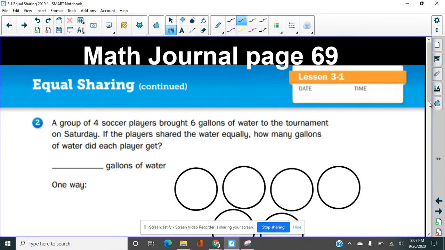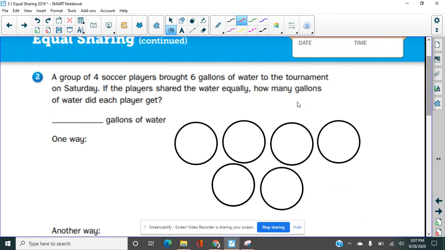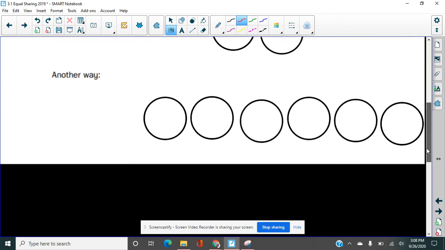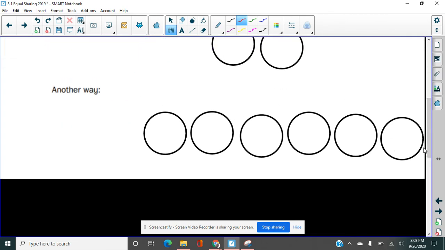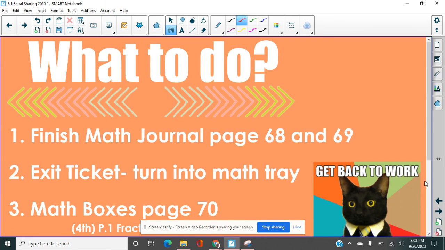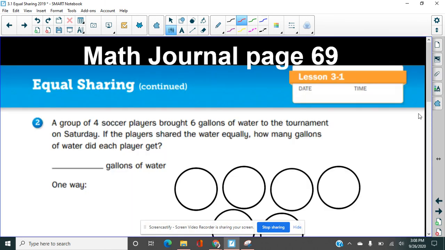You have number 2 to answer. You have a group of 4 soccer players. They bought 6 gallons of water to the tournament. You can think of it as pizzas. That's what I did here. I would draw the players also, and then you get to solve it in a different way as well. I believe that down at the bottom is a try this problem. You're welcome to try that, but what you have to turn in is number 2.